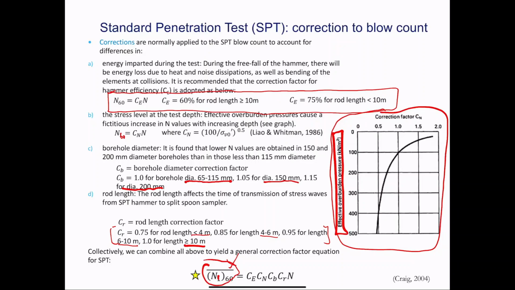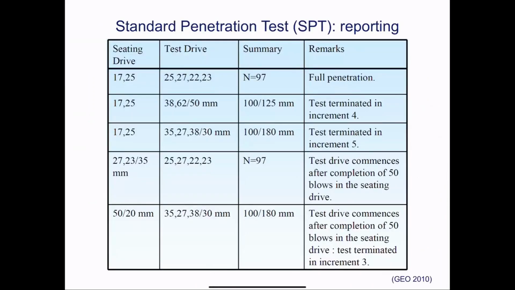So in case you're reading the GI reports right now for your capstone, and you're not sure what's happening with these N values, well, that's exactly what's happening. They're being corrected to account for various energy dissipation, stress wave propagation, borehole diameter, and the effects of overburden. So that's what N60 is. Now, we often correct the N60 after we get the N values from the field.